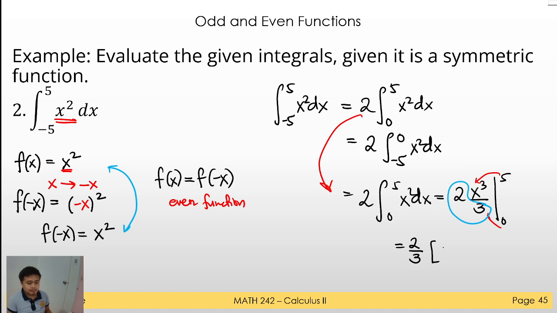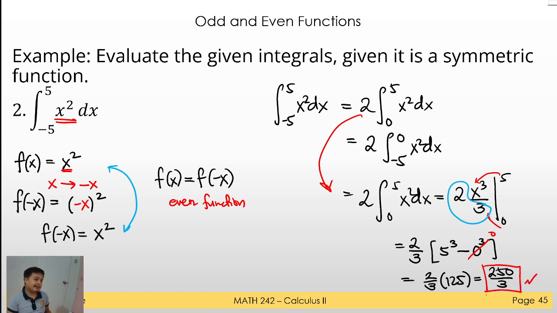We have x cubed, so this will be 5 cubed minus 0 cubed. This 0 cubed is just 0. Therefore, 5 cubed is equal to 125, so 5 times 5 times 5. So this will be 2/3 times 125, or in other words, 250 over 3. Okay? So that will be your integral.